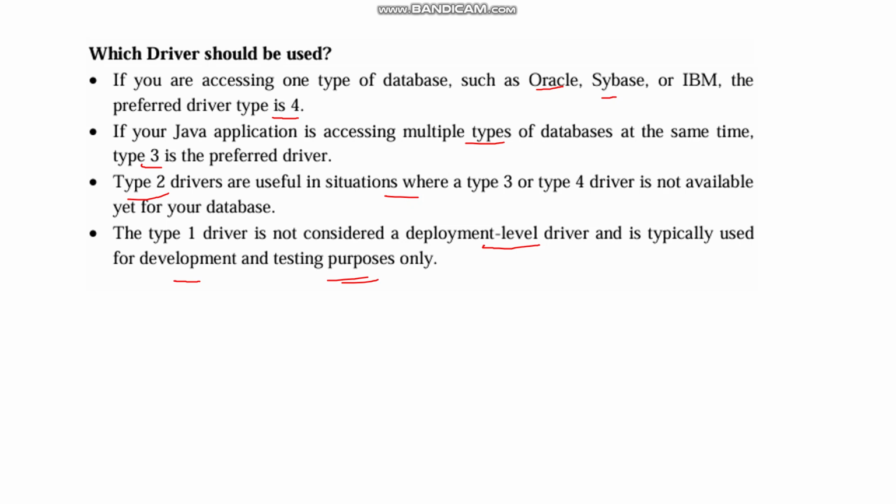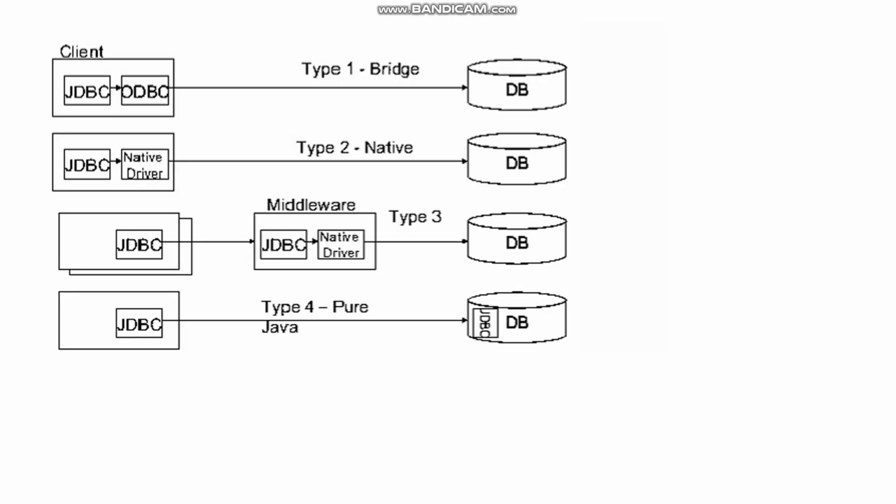The very popular driver is the type 4 driver. Why? Because there is no need for a separate installation. In the previous concepts, with type 3, type 2, and type 1 drivers, we have to write Class.forName. But with the type 4 driver, there is no Class.forName. Java provides four types of drivers: type 1, type 2, type 3, and type 4. The type 4 is called pure Java. Why? Because the type 4 driver is written only in Java. That's why it is called a pure Java driver.